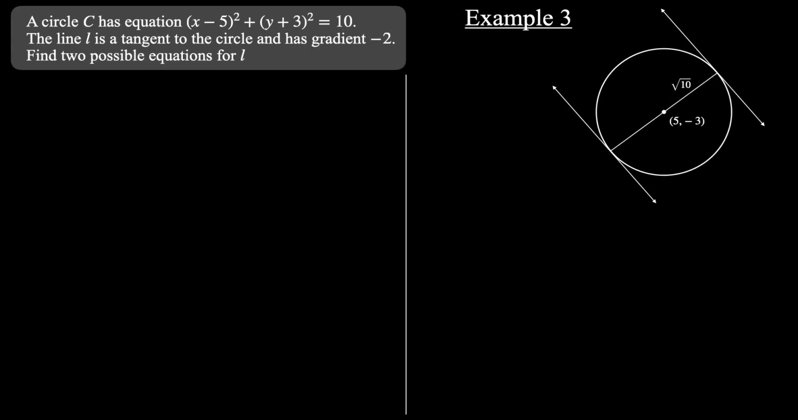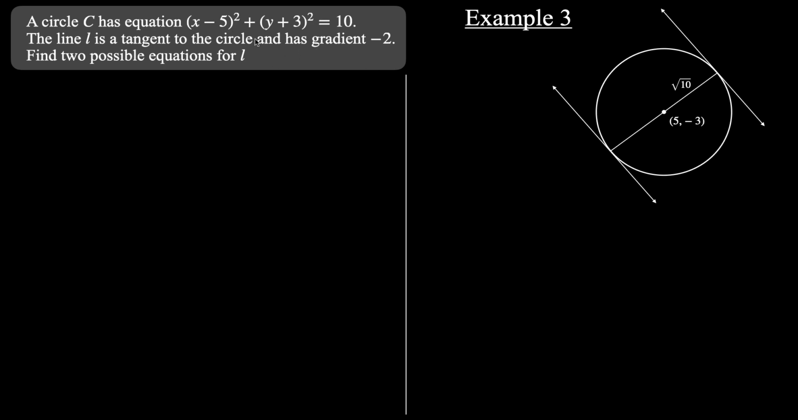Okay, let's look at another example involving tangents. This one's going to be quite long. This question says, a circle C has equation x take 5 all squared plus y plus 3 all squared equal to 10. The line L is a tangent to the circle and has gradient negative 2. Find two possible equations for L. And here is a diagram of what's going on here.